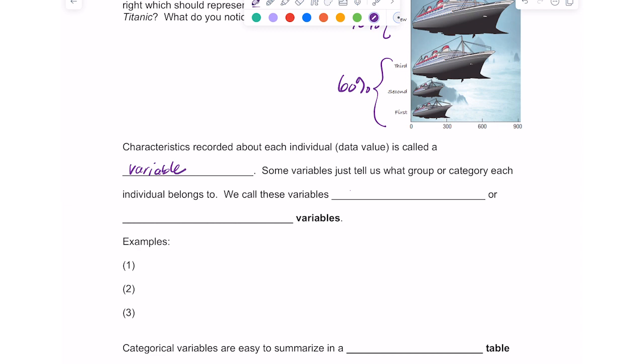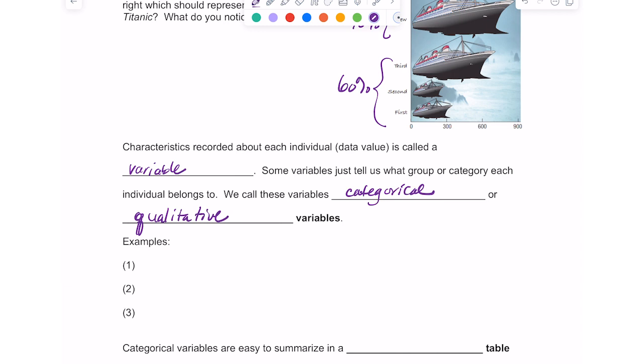Some variables just tell us what group or category each individual belongs to, and we call those variables categorical, okay, which is very fitting. Those are also known as qualitative variables. So you could see either of those two words to mean the same thing.